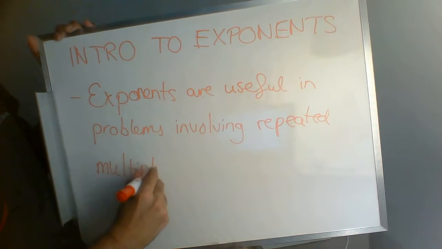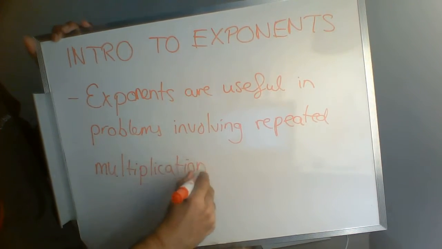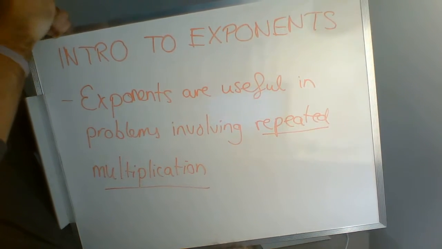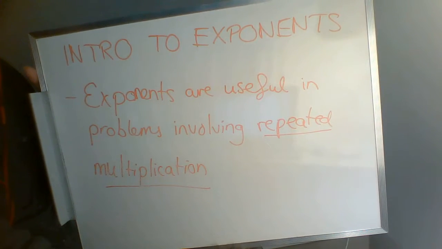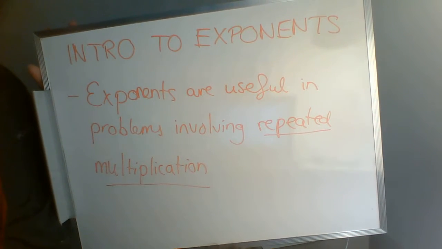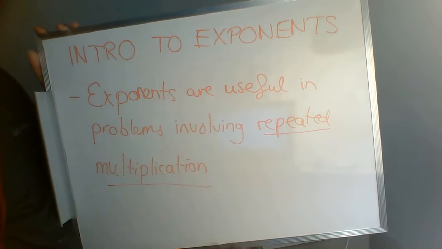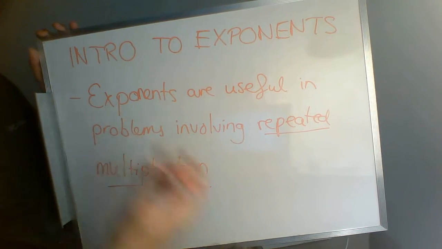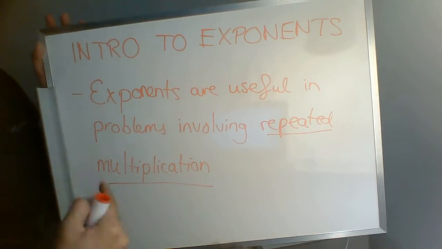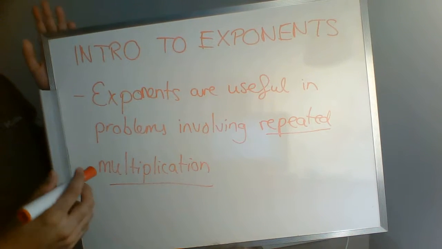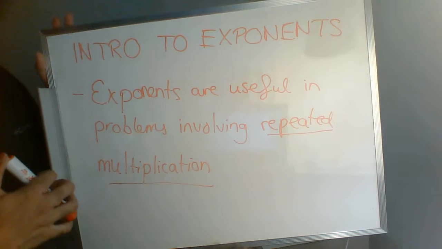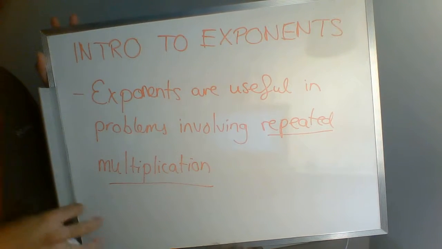If you take that a step back, multiplication itself is useful in problems that require repeated addition, right? If I was giving you a problem where you end up having to add the number 2 to itself 5 times, you go 2 plus 2 plus 2 plus 2 plus 2. When you're first introduced to multiplication, you learn that 2 times 5 is the shortcut for 2 plus 2 plus 2 plus 2 plus 2, right? So if you're adding the same number over and over again, we can replace addition in that situation with multiplication.